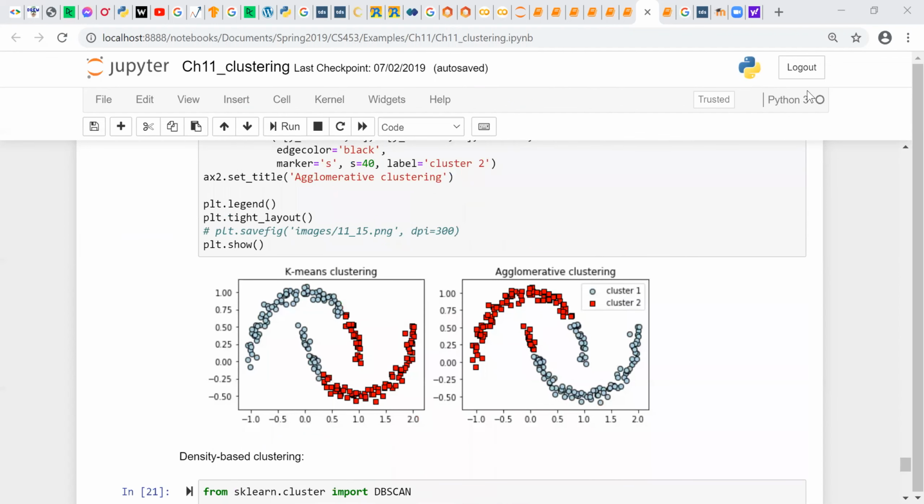So the first is k-means. For k-means, you can see this is the result of the k-means clustering. It groups the left side points together and the right side points together. So that's its grouping. It defines these 2 clusters.